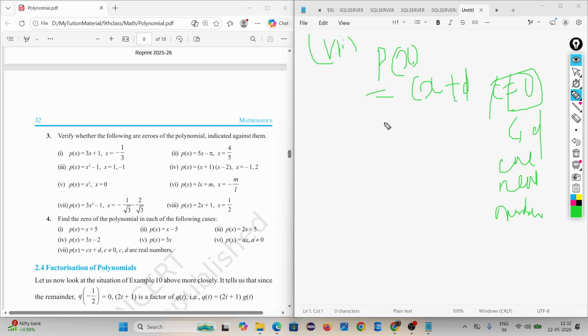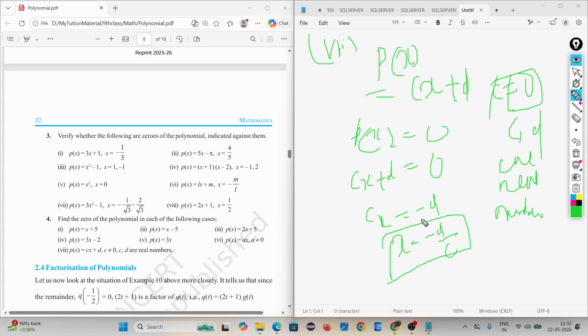Look, P of x should equal 0. So cx plus d equal to 0. cx equal to minus d. x equal to minus d upon c. Because you are finding the variable value x, since your polynomial is in x.